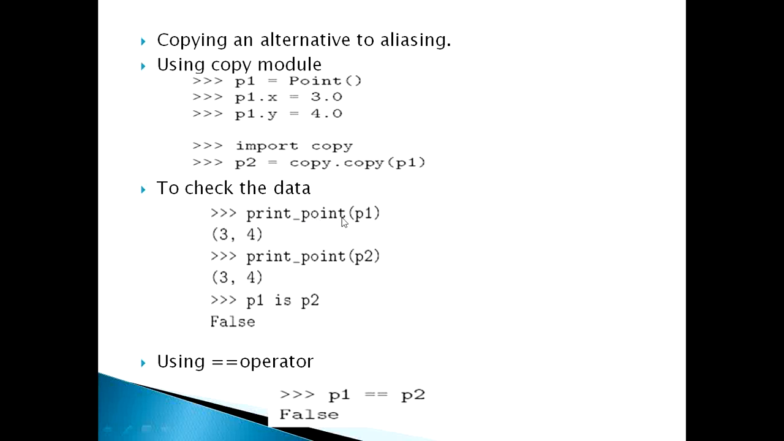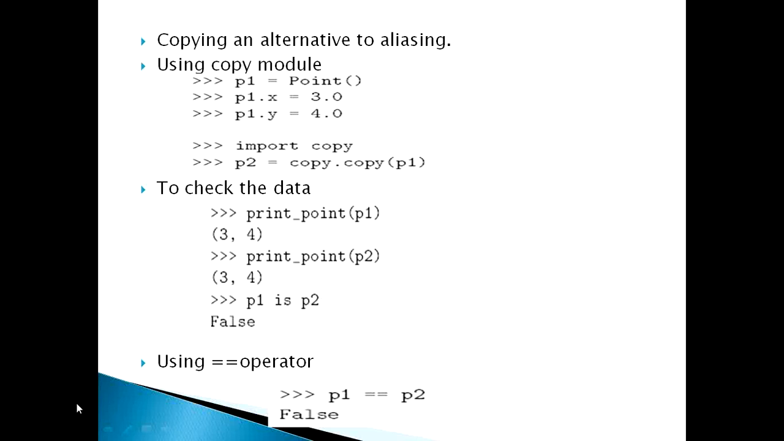In order to demonstrate this, we'll try to check the data. If I print point 1, that is p1, I'm getting 3, 4. If I print point 2, that is p2, then also I am getting 3, 4. But we can check whether p1 and p2 are the same point by using the is operator, which returns a boolean value. So I try p1 is p2, and when I get False, it means they are not the same thing. This is convincing, as it is giving us the correct answer, which is False.